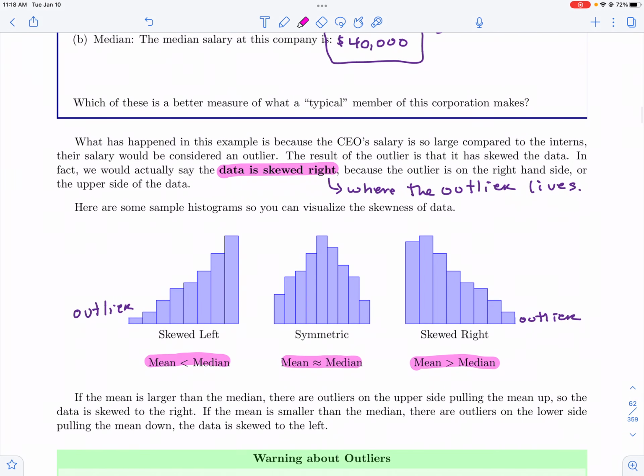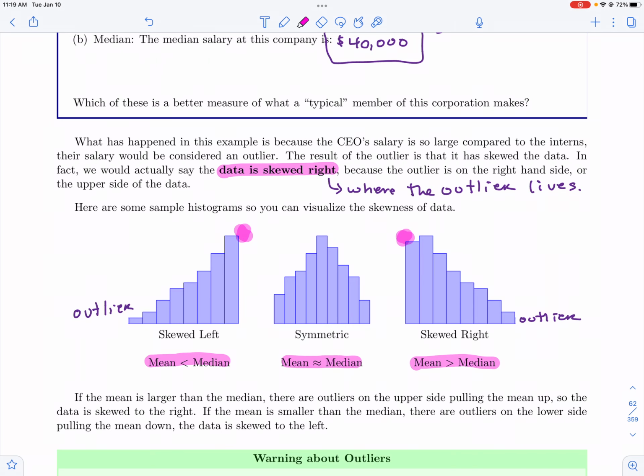So again, it's sometimes tricky to look at the picture because the majority of the graph is over here on these sides. But again, when we're thinking about skewed left or skewed right, we're talking about what's happening to the mean. So the mean's getting skewed to the left, which means the outlier is on the left, or the mean's getting skewed to the right, which means the outlier is on the right. So it doesn't actually talk about the data itself. It's talking about whether the mean is skewed one way or the other. So kind of keep that in mind.